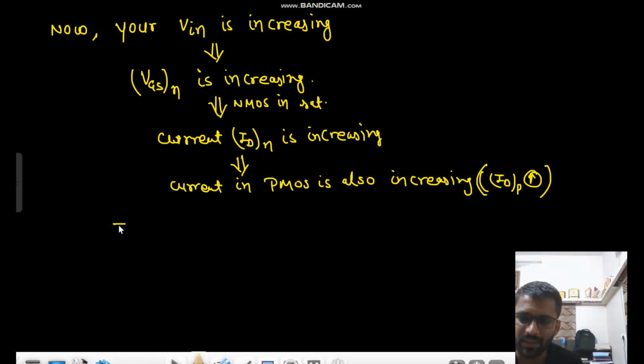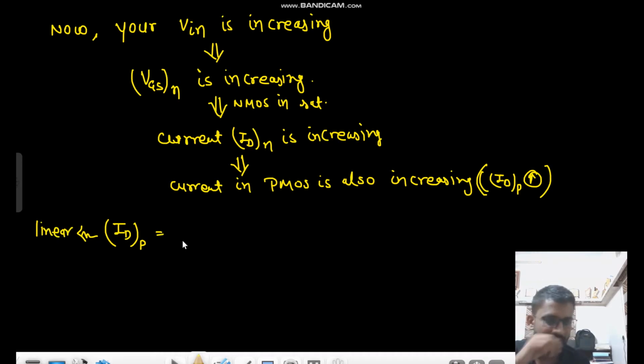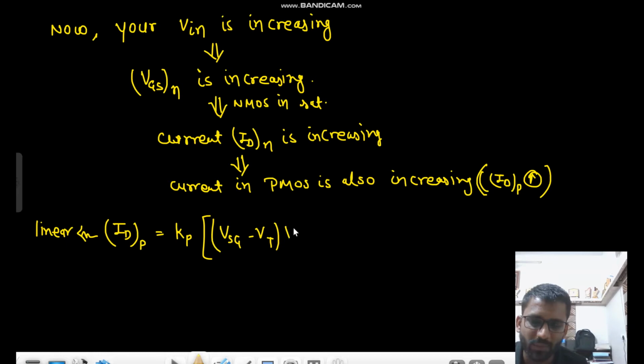Now what is IDP? This is in linear region, right? Till now it is in linear region, so it will be some Kp into (VSG minus Vt) into VSD minus VSD whole square by 2, right? This is the value, right?